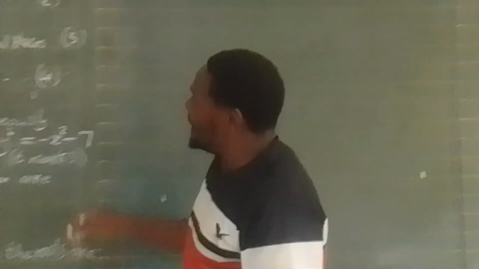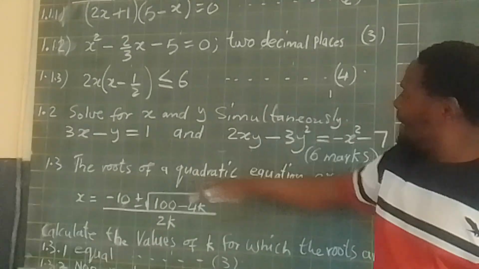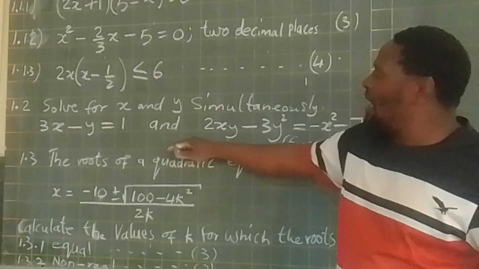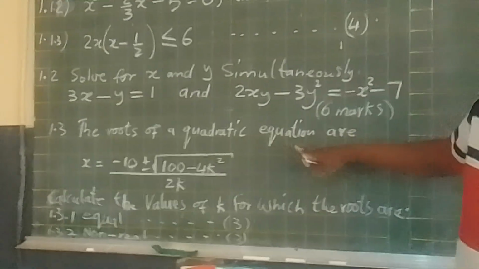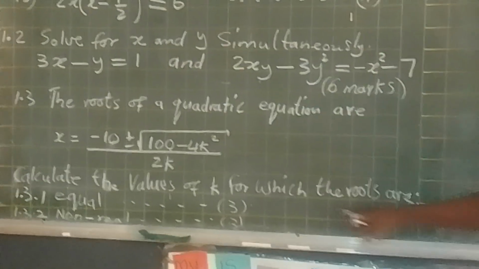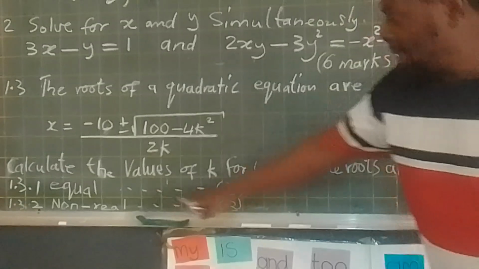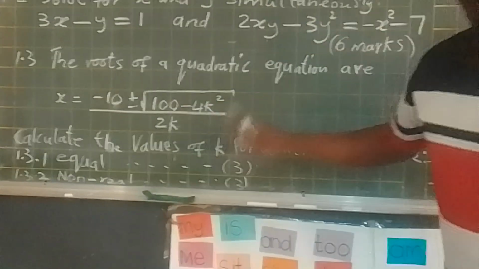All right. 6 marks. Right, I challenge you, grade 11, go and solve this one, then put it in a comment, tell me what did you find for x, what did you find for y, and then go for 1.3. This is the roots that are given for quadratic. Then they want you to calculate the values of k for which the roots are equal, 3 marks, for which the roots are non-real, 2 marks.